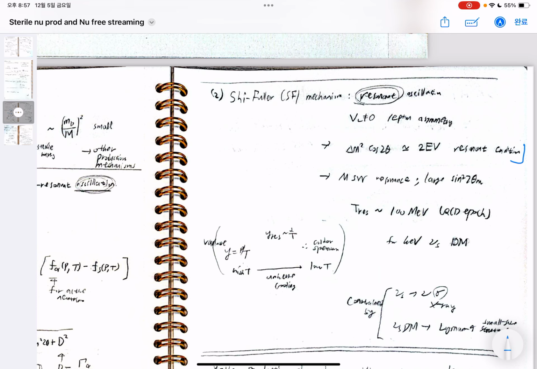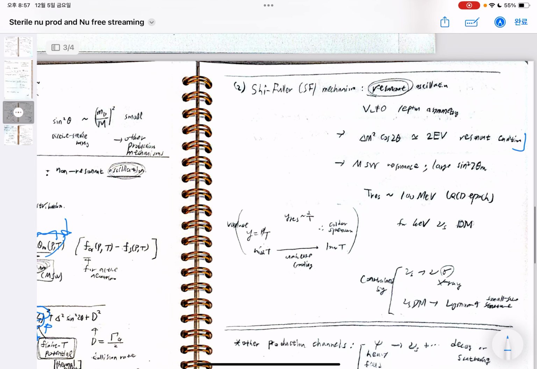Similarly, this can be constrained by the X-ray. Sterile neutrinos decay to the active neutrinos and photons, and the bounds from the X-ray analysis correspond to this. And such sterile neutrino dark matter can make some specific structures, such as the Lyman alpha, in the small-scale power spectrum.